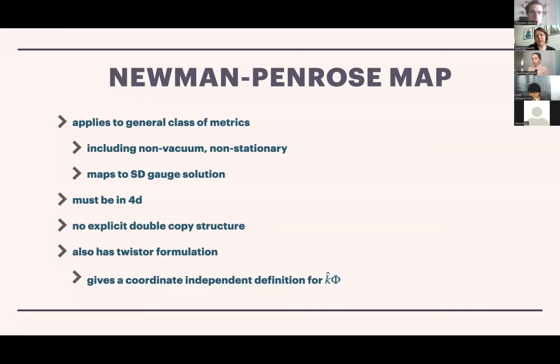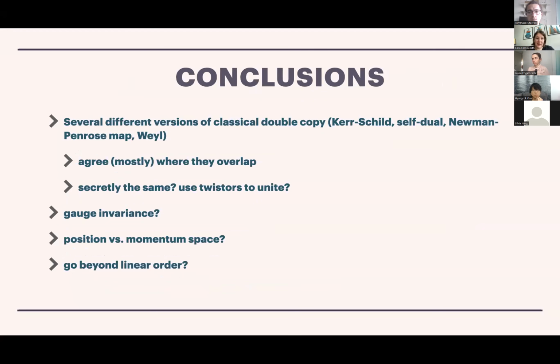So general conclusions. There are several different versions of the classical double copy. I talked about a few of them, the Kerr-Schild, the self-dual, the Newman-Penrose map, and then Sylvia talked a little about the Weyl double copy, and other people will too. And these all agree where they overlap, and it would be really nice to unite these formalisms and understand if they are secretly all the same or what's different about them. And I think twistor space is probably going to be a useful arena in which to investigate all of these different things.